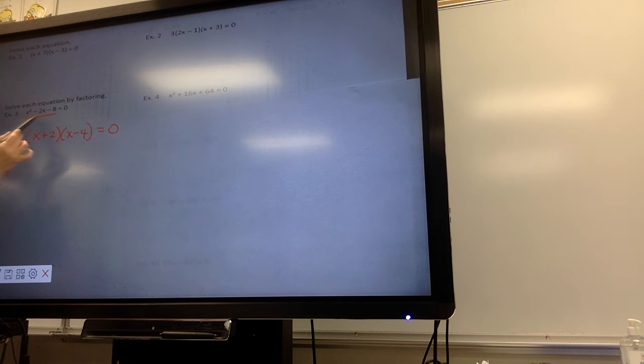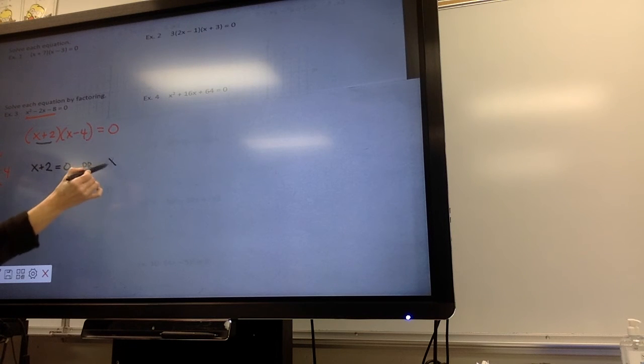All I've done is taken this polynomial and I've written it in its factored form. I haven't changed it. It still equals 0. And now I can say, if this times this equals 0, I can use my zero product property to say, well, either the x plus 2 has to equal 0, or the x minus 4 has to equal 0.